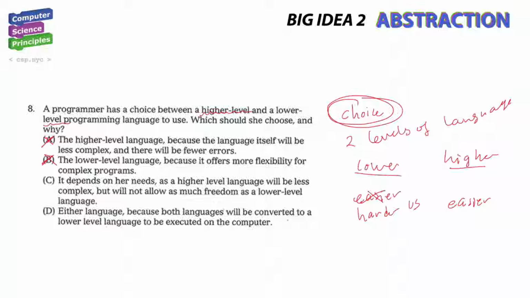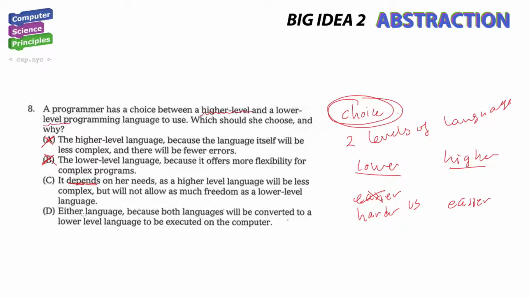Okay, C, it depends. Well, I like this because it does depend on her needs, as a higher level language will be less complex. Yeah, so easier, it's less complex, but it will not allow as much freedom as a lower level language. Okay, which is true, because when you have more and more details, more and more bits and pieces, there is a freedom of what to do with those bits and pieces. Whereas when it's higher level, some of those choices have already been made. So C is looking pretty good.